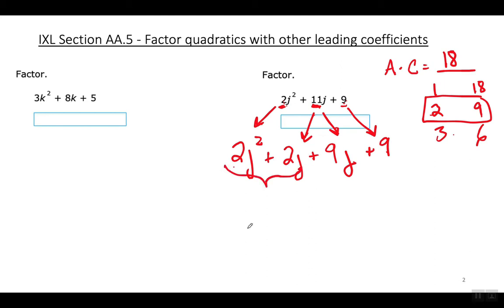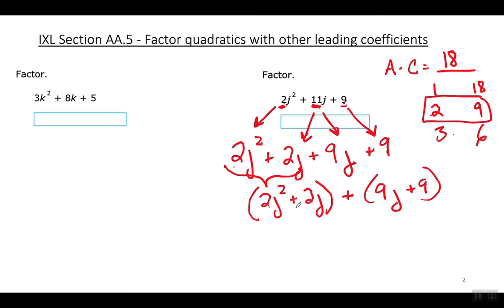Okay, now this part right here, I'm going to take out their greatest common factor. And by the way, I'm sorry, let me say it like this. I'm going to do what's called factor by grouping, which means I go like this, and I'm going to take out the greatest common factor of this binomial and put it here, and the greatest common factor of this binomial and put it here. This is called factor by grouping. Okay, so the greatest common factor in this group is 2j. So I take that out. And then I ask myself, 2j times what is 2j to the second power? 2j times j is 2j to the second power. And 2j times what is 2j? 2j times 1 is 2j.